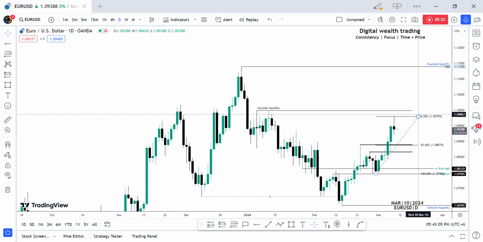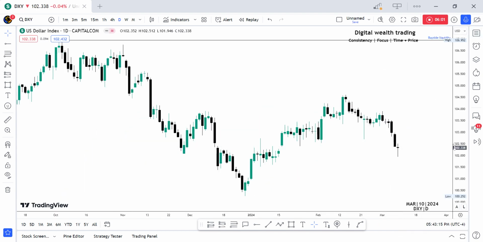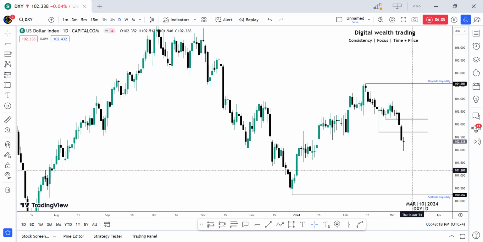So let's go to the DXY. I'm not trying to rush, but I'm trying to provide you guys with all the information that is required, and everything that I make use of. Now on the DXY, we can see that there is an opening in price here.